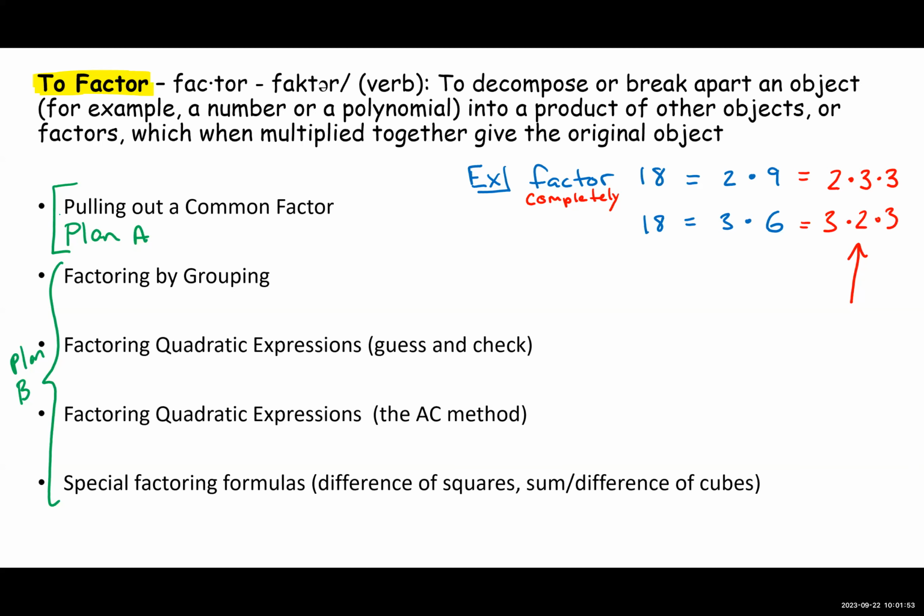And then if that doesn't apply, we'll look at these other methods: factoring by grouping, and factoring quadratic expressions by guess and check. I'm also going to talk about what I call the AC method. And then there are special factoring formulas: difference of squares, sum of cubes, and difference of cubes. We'll get to all of these, but those are all plan B. Plan A is pulling out a common factor. So let's look at number 1.